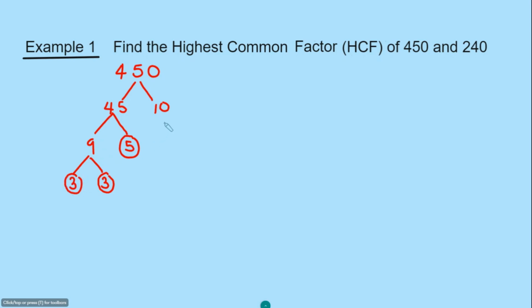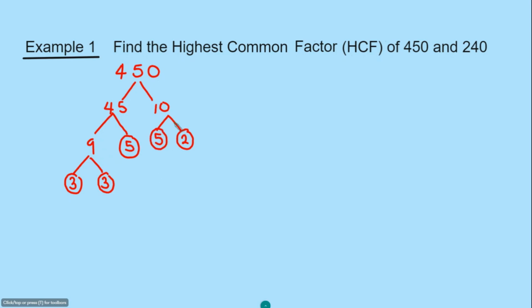Good. Now over to 10. Remember we said we're going to split 10 up, right? If I split 10 up, I'll have 5 and 2. Now you immediately notice that 5 and 2 are both prime numbers, so you put them in a circle, 2 in a circle and 5 in a circle.